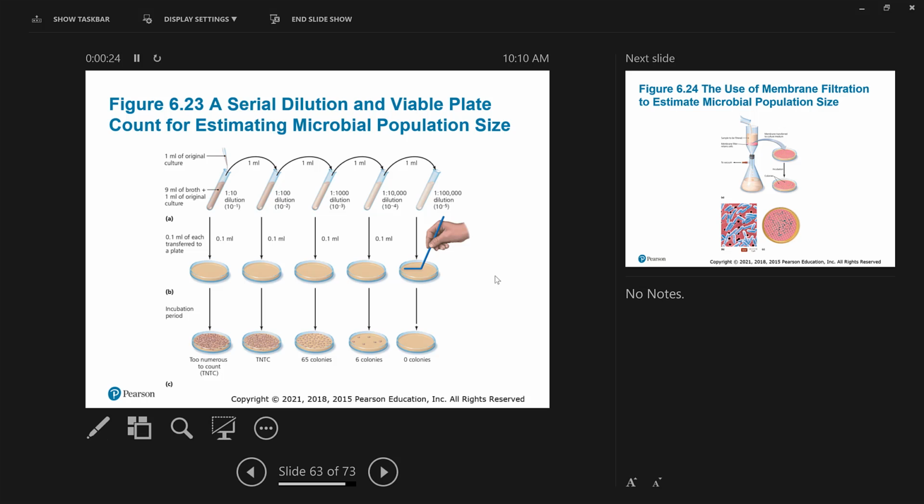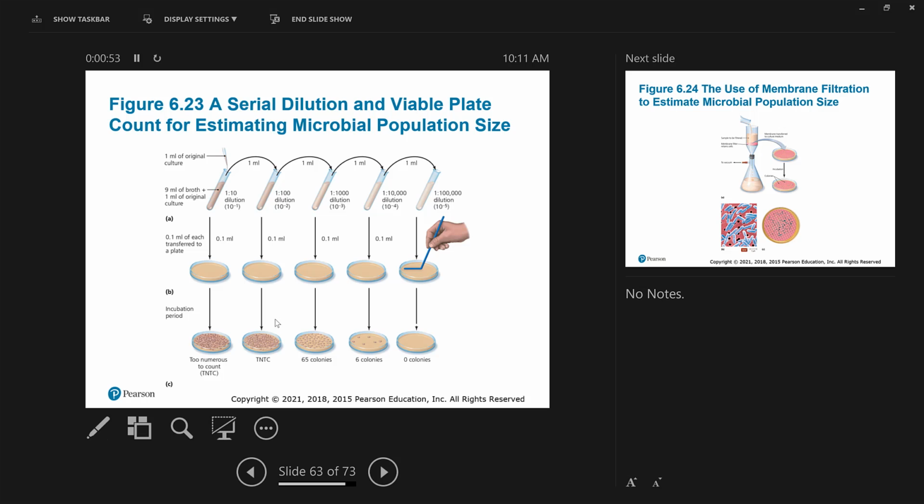So what I'm showing you here is a slide from chapter 6 in the textbook, and notice what it says: a serial dilution and viable plate count for estimating microbial population size. This image is showing you a serial dilution and viable plate count experiment, very similar to the one that you do in lab. Why do we do this?